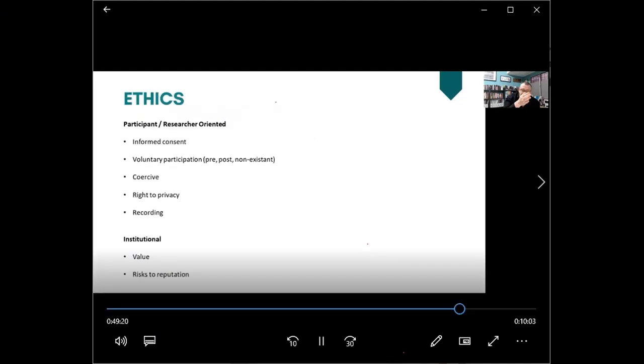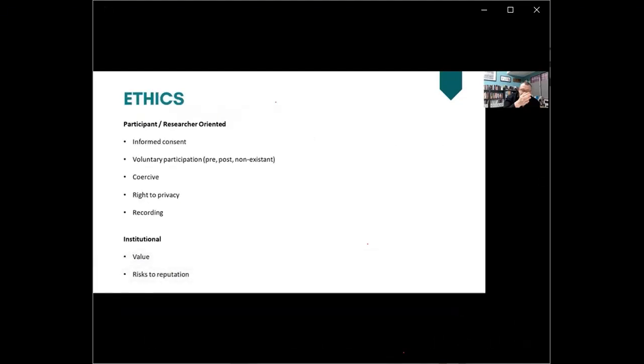Now, the final point to look at is that associated with ethics. We're looking here at both participant or research-oriented ethics issues, but also a little bit at institutional ethics challenges as well. From the participant or research-oriented stage, we look at informed consent. Do we have it? Do we need it? How do we get it?